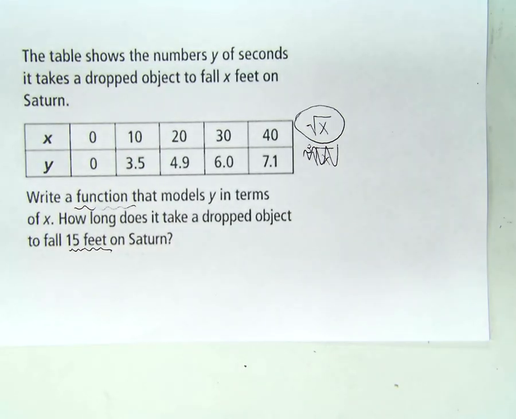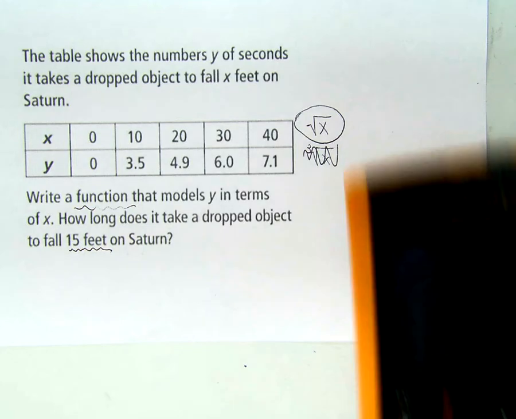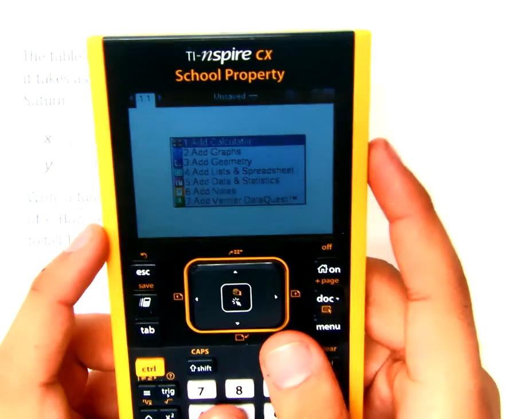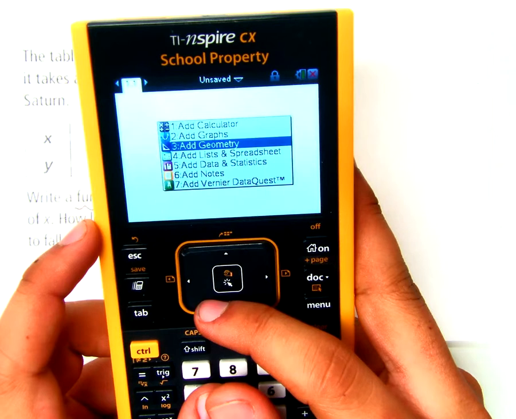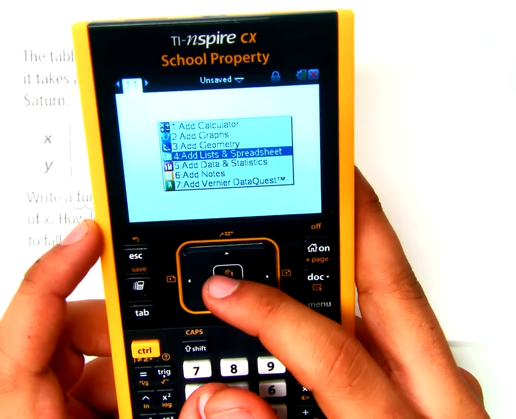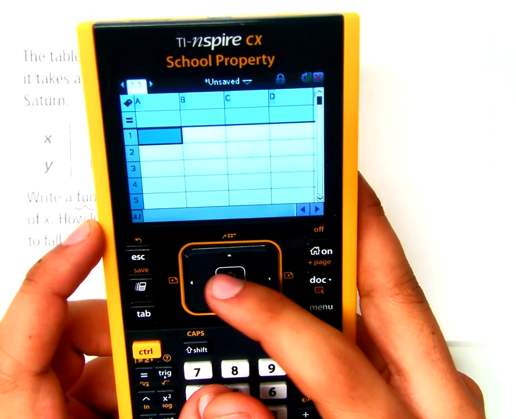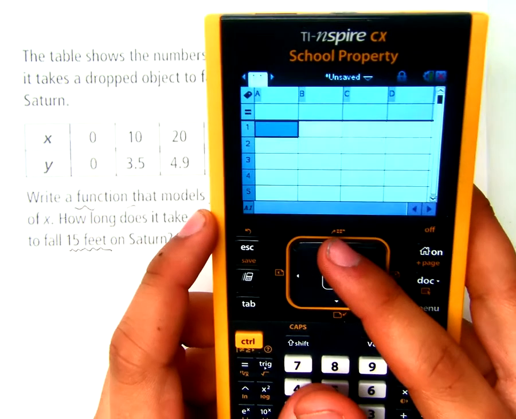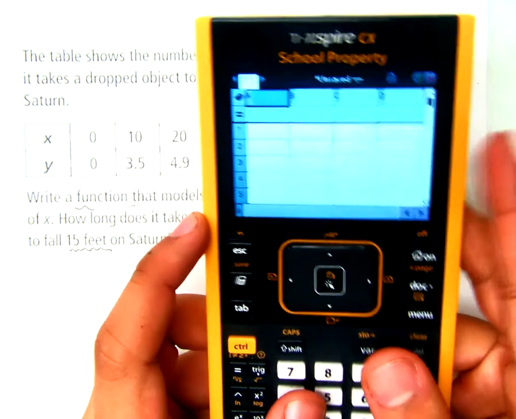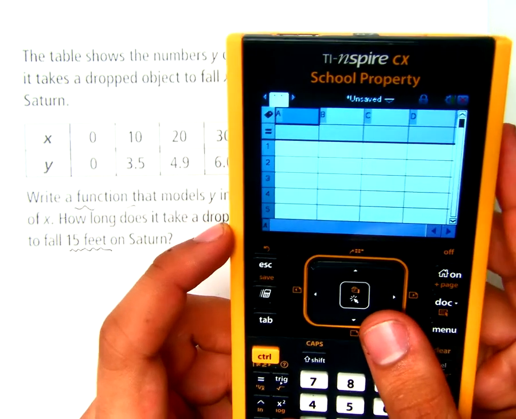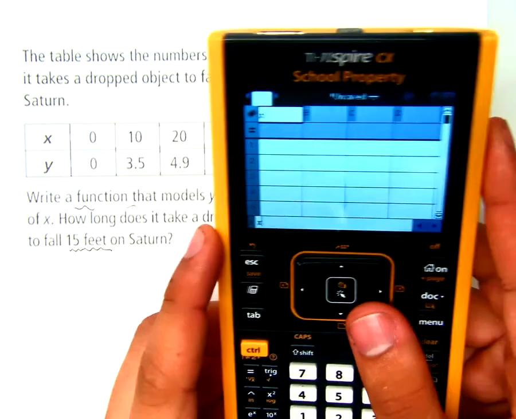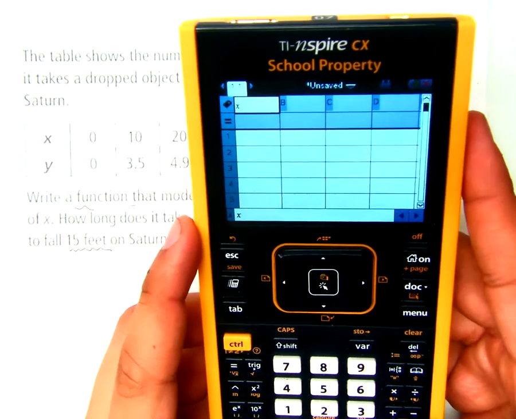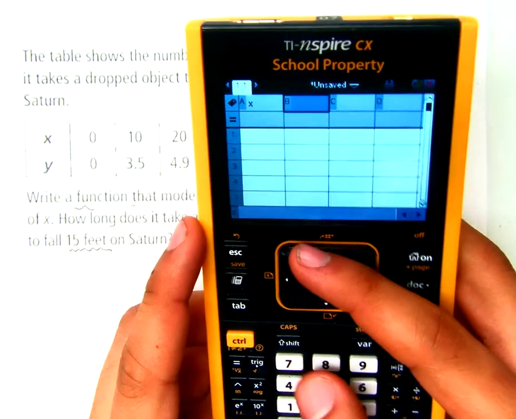Okay, we then take out our calculator. Take out your calculator, go down to add list and spreadsheet. Okay, what we're going to do is we're going to create a table that compares these two. Alright, so the table, your first column is going to be your x's. Okay, second column, hit enter. Second column will be the y's.